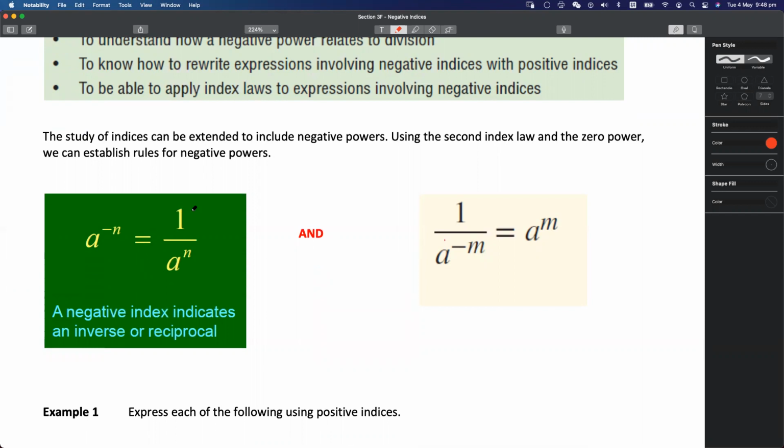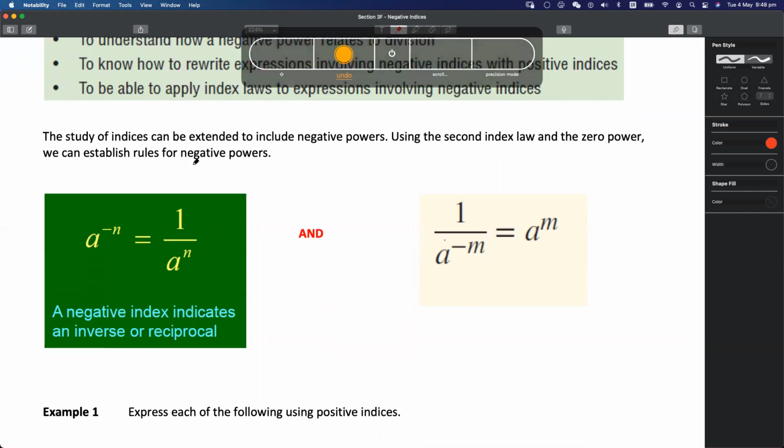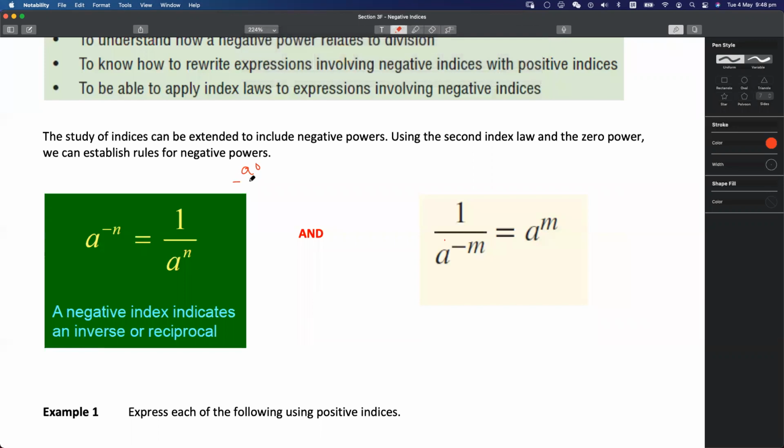All right, I can show you. Remember, a to the power of 0 is equal to 1. So if we make this a to the power of 0 over a to the power of n, by applying the index law, that's a to the power of 0 minus n, okay? So that's a to the power of negative n. And don't forget that a to the power of 0 is just equal to 1.